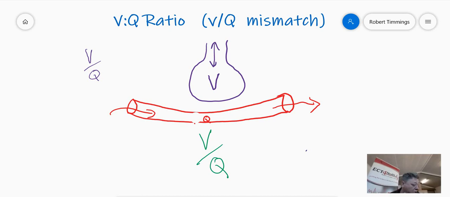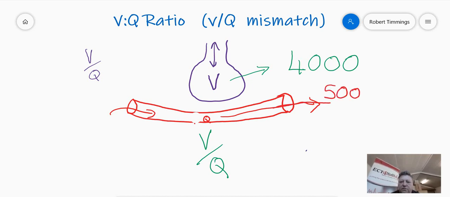So what's considered to be normal? Over a set period of time, say a minute, if you were to bring in 4 litres of air, in that same period of time, through your lungs, you have perfused about 5,000 mils of blood. So 4 litres of air is coming into contact with 5 litres of blood.